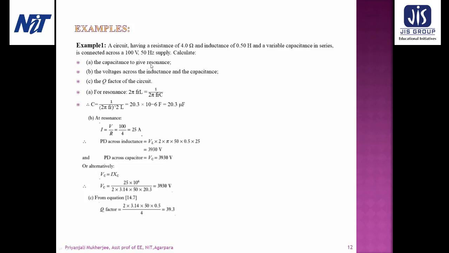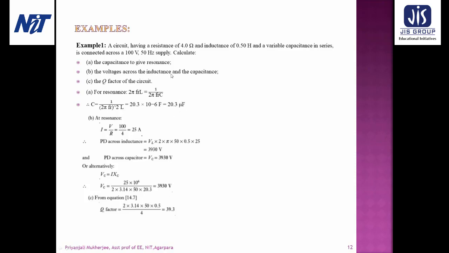So for the first one, we know that at resonance XL is equal to XC, where XC is equal to 1 by 2 pi FC and XL is equal to 2 pi FL. So using these two equations, we can find out the value of C, that is equal to 1 by (2 pi FR) whole square into L, and we can obtain the value that is equal to 20.3 microfarad.